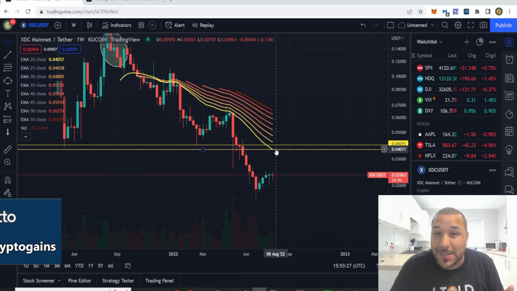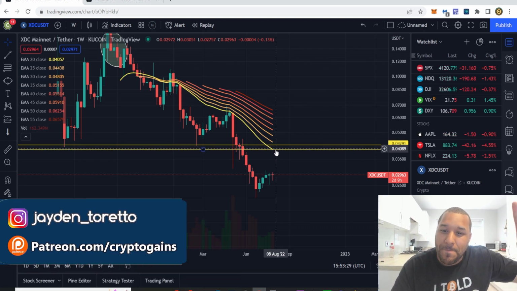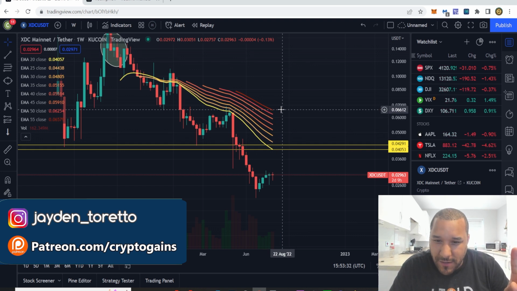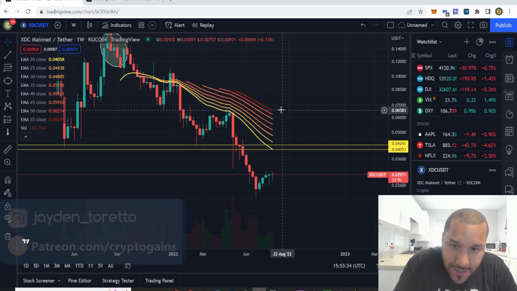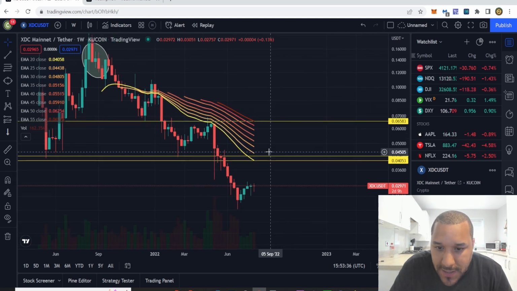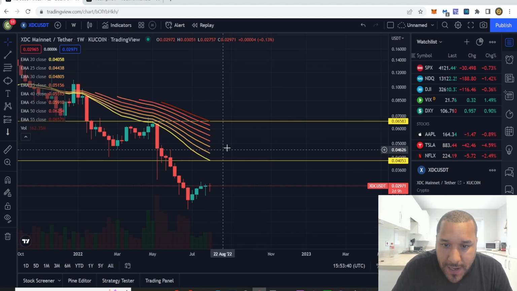If it breaks the 4 cents, and remember I said if it breaks it and it goes up, expect it to go up to this red line. Right up here, because this is going to be the strongest resistance. It's going to be the hardest part for XDC to try and break above, and that's quite high.